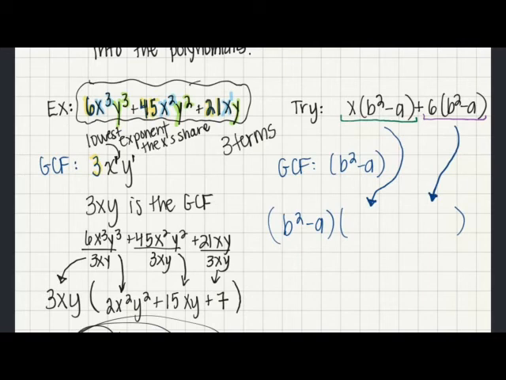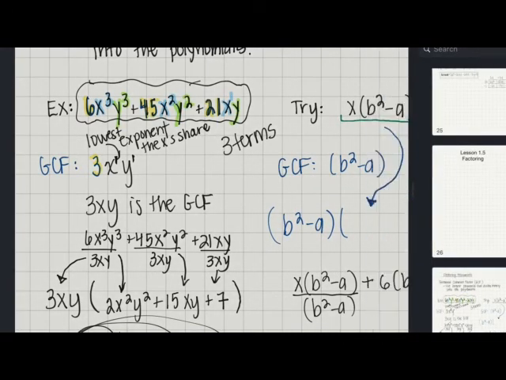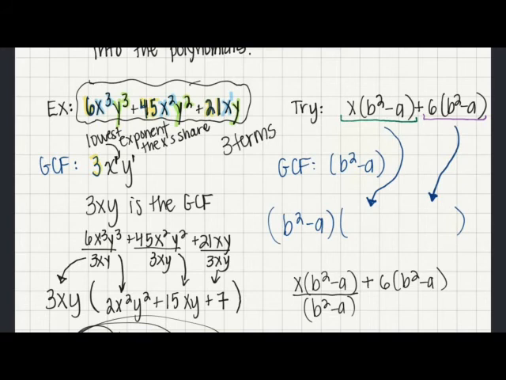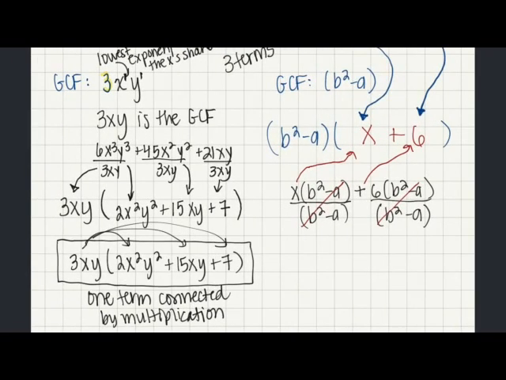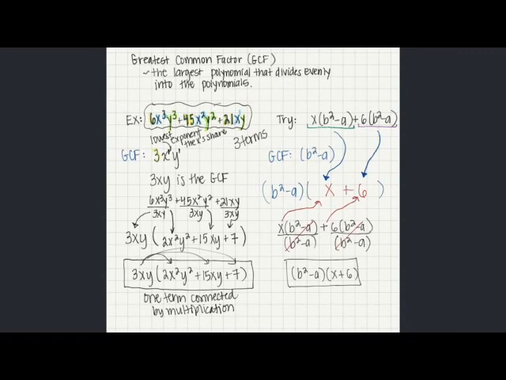Now what goes into that binomial? I've got x times b squared minus a plus 6 times b squared minus a. When I factor out the b squared minus a from each term, what I'm left with is x plus 6. So our answer is b squared minus a times x plus 6. And that is factoring out the greatest common factor.